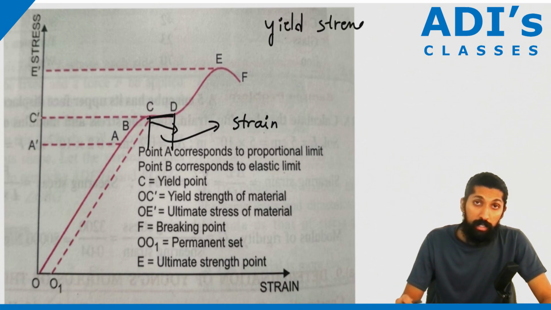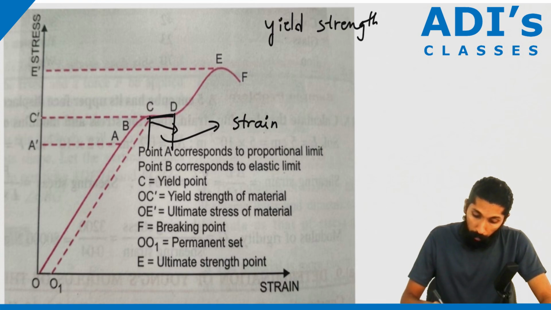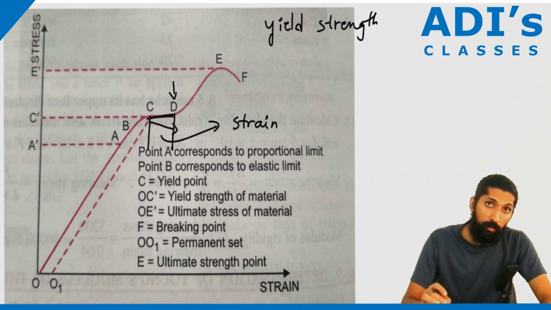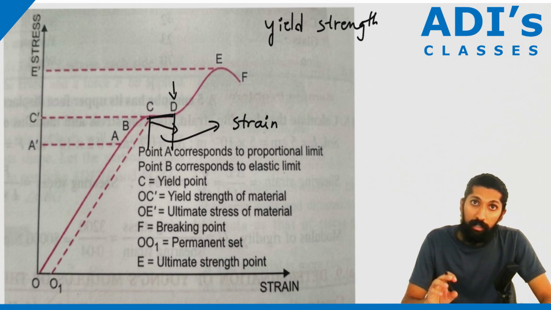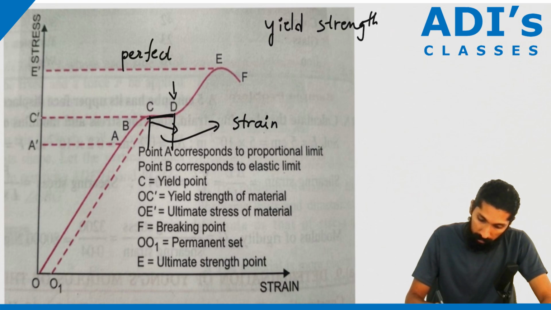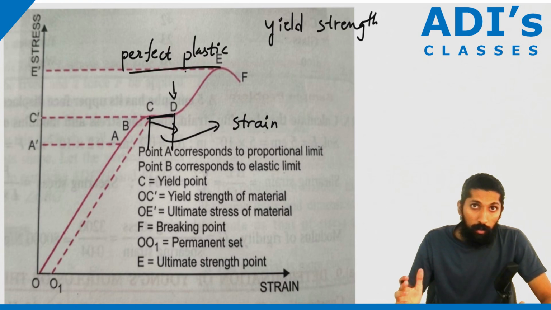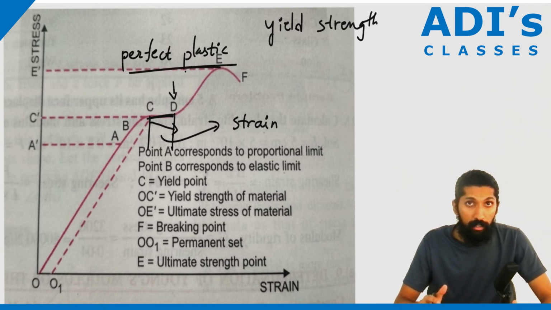Okay, this is called the yield strength of the wire. Now here, up to point D, till this particular point, you are going to have a perfect plastic condition. Let me repeat this again. From C to D, you are going to have perfect plastic condition. Now this is a very important point, because from O to B, you had elastic. Till point D, you are going to have perfect plastic condition.